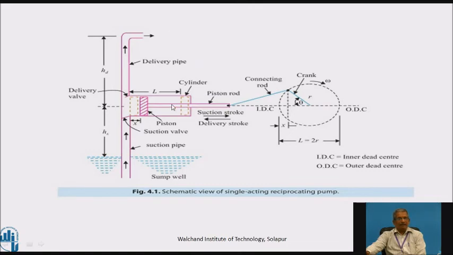Like that, again when it starts the second half, that is from IDC to ODC, there will again be suction. The suction valve will be opened and the delivery valve will be closed, due to the water column present here, which has a higher load or higher pressure, whereas here there is low pressure in the piston cylinder arrangement. Again the liquid will be taken in, and during compression it will be discharged. So this is the mechanism of the single acting reciprocating pump.